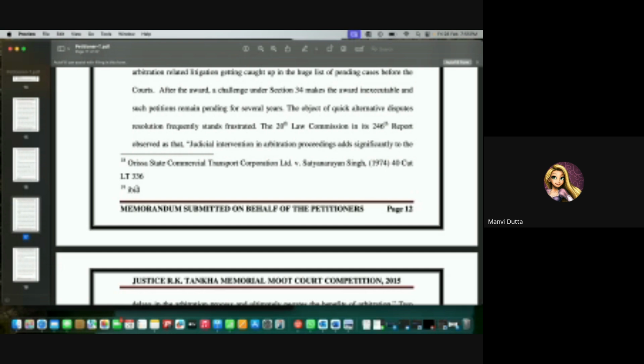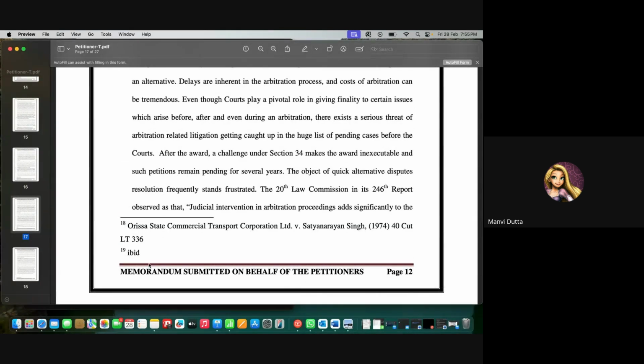So this is the most important aspect that you can use in your memorial. If you are not aware, please say that you're not aware. I will tell you what it is. No problem, ma'am. See, IBID means that it is already present. It is already there in the text. If they have used IBID, that means it is a part and parcel of this case law. So you can use IBID instead of referring to the same references again and again. You can write IBID.